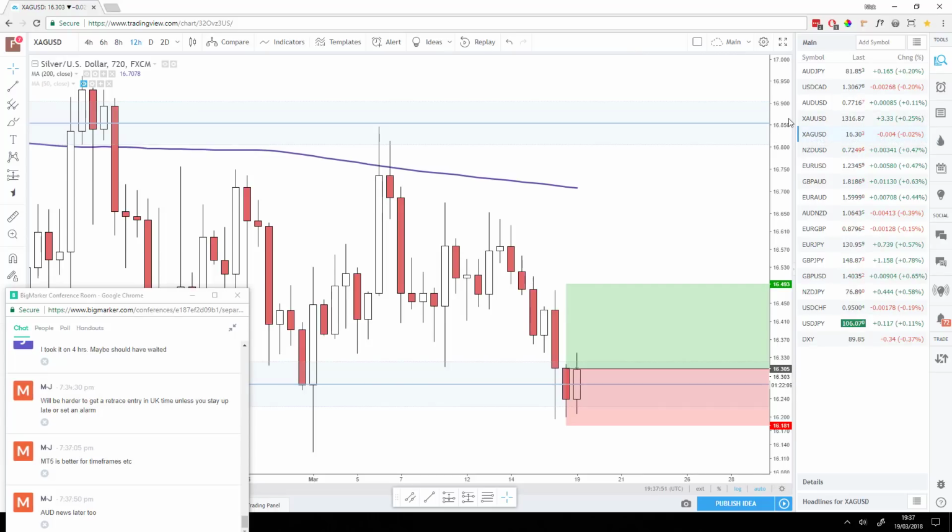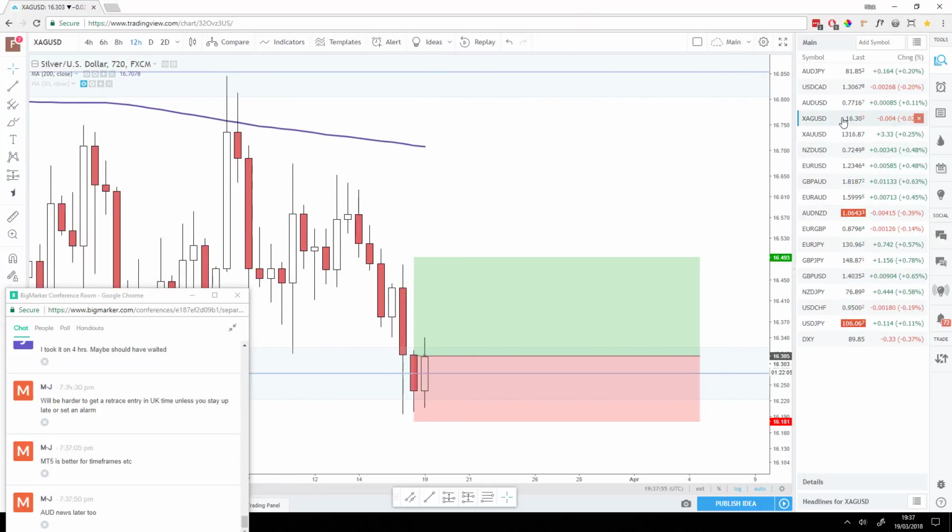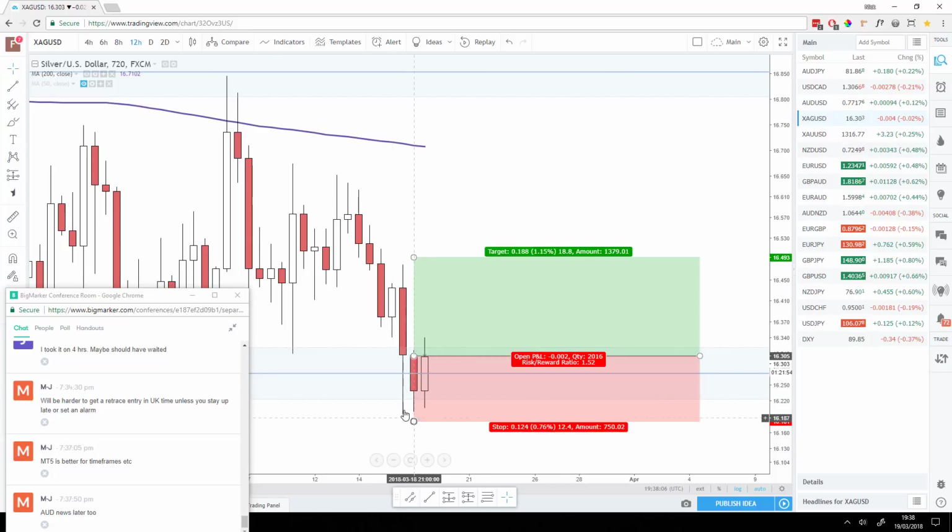Oh, I just confused myself between gold and silver. Sorry, guys. I was looking at the gold pair, gold USD, thinking, wait, this looks completely different to what it looked like 5 minutes ago, because I wasn't looking at silver, I was looking at gold. So we got silver here.